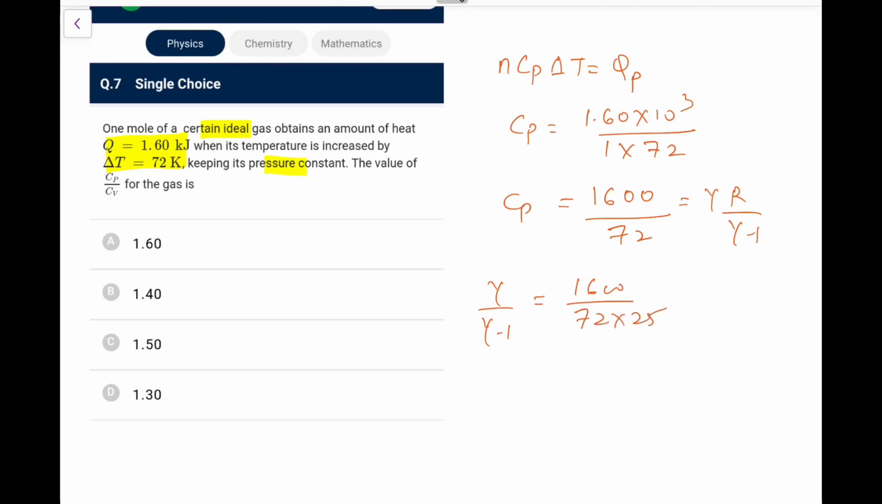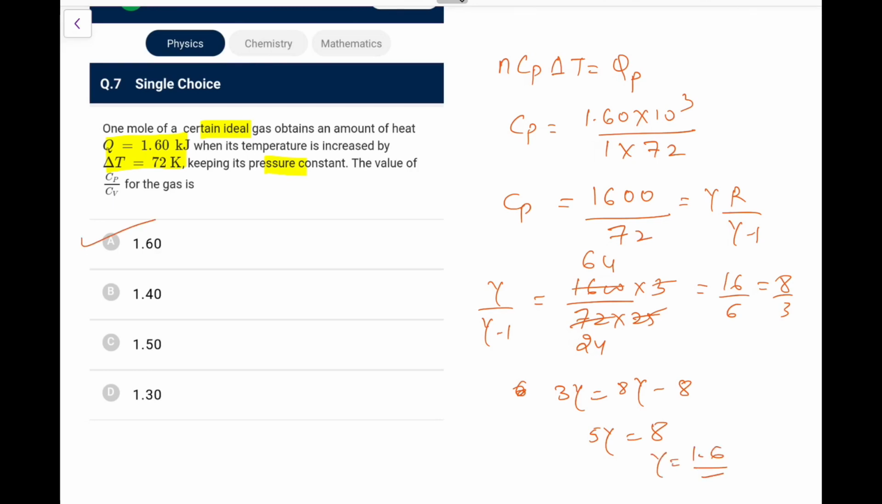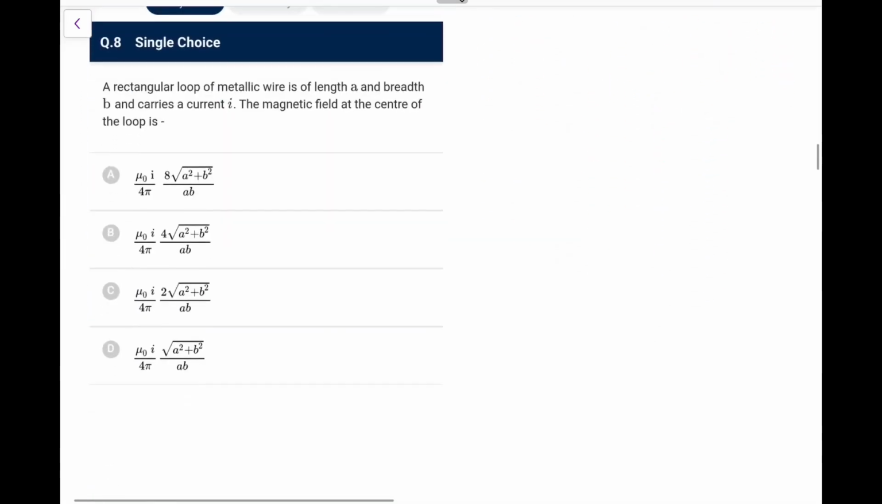So gamma upon gamma minus 1 is 1600 upon 72 into, I can write it as 25 by 3. This comes out as 24, 25, 64 by 24, what we have is 16 by 6, or you can write it as 8 by 3. So what we have, 3 gamma is equal to 8 gamma minus 8. So 5 gamma is equal to 8. So gamma is 8 by 5, that is 1.6. So go for option A. You know Cp by Cv is gamma, that is 1.6.